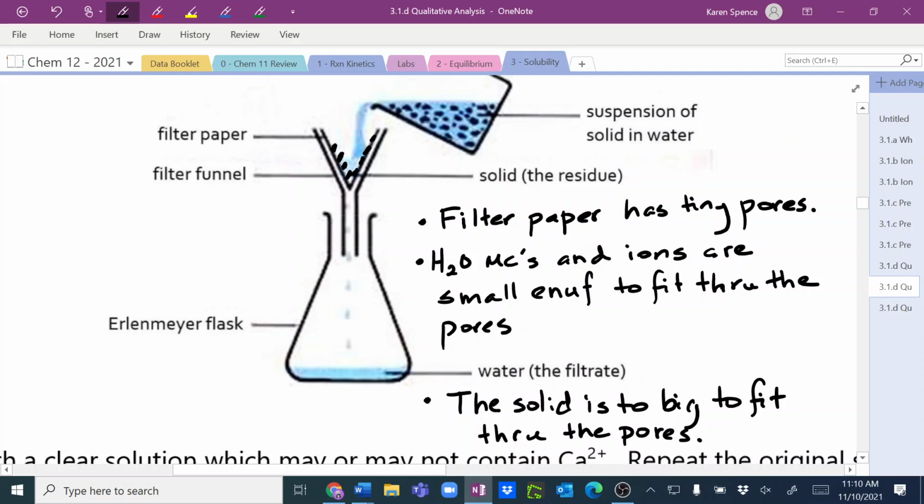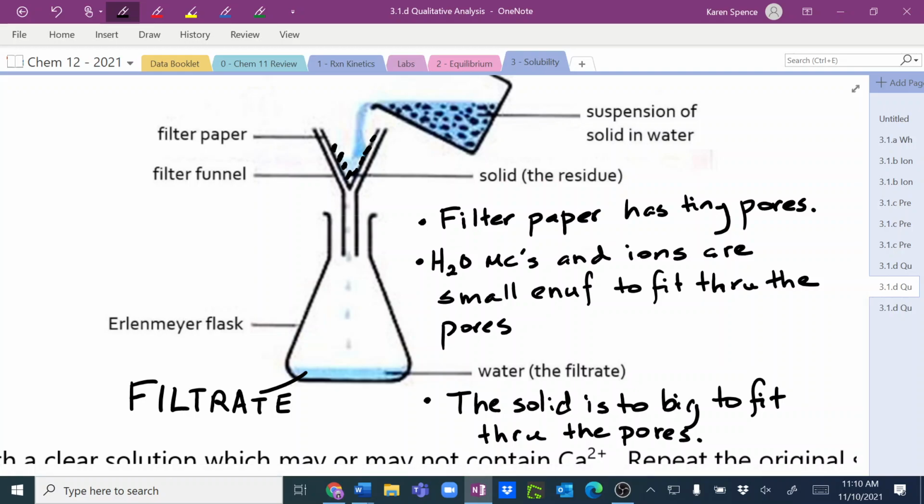Enough and through. Now, if you are not planning on taking a chemistry lab course in your post-secondary, you do not need to know that the clear liquid that comes through is called the filtrate. But if you are taking one, it's not a bad thing to at least have heard the word before. You don't really need to know it for this year, but for a lab course you would. So that clear liquid is now the filtrate.